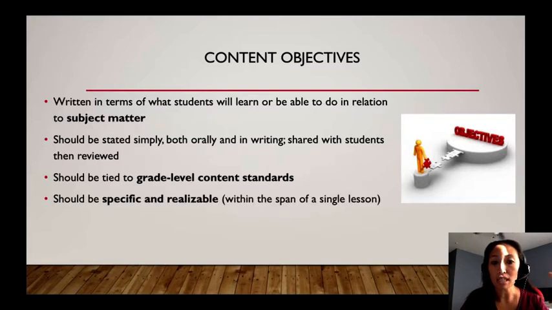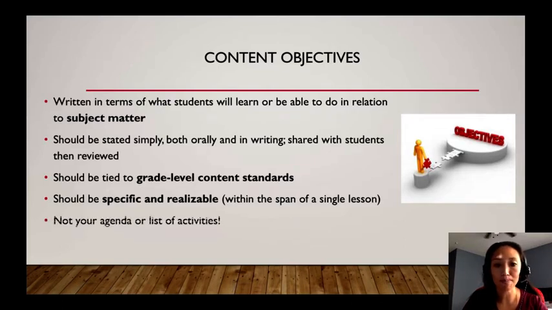The content objective should be specific and realizable within the span of a single lesson or whatever measure of time. So if you have unit content objectives, you're really thinking about the key concepts overall in a whole unit. If you're thinking lesson content objectives, you really want to think what is actually possible for students to learn, realizable and measurable within that particular lesson.